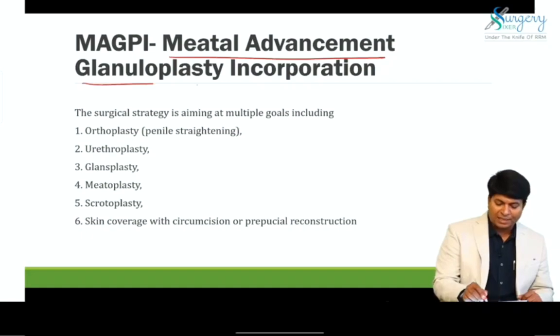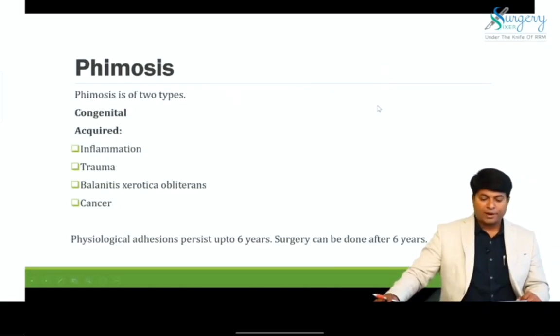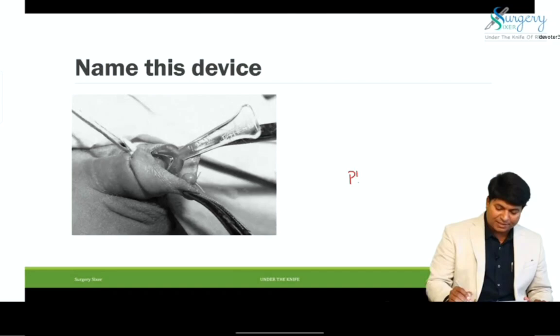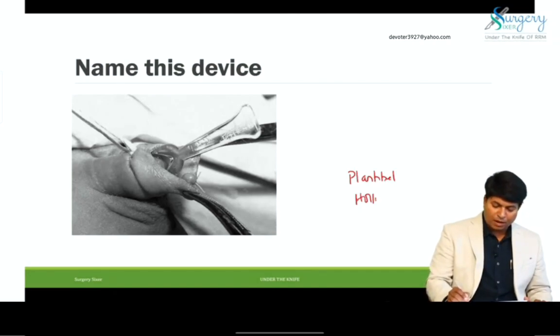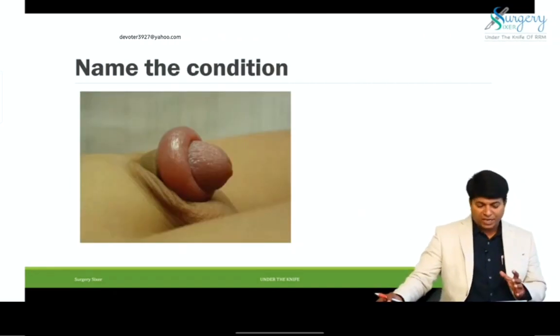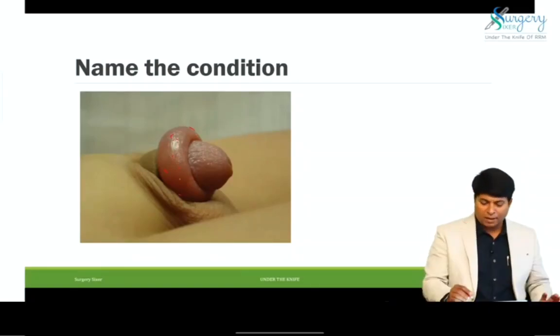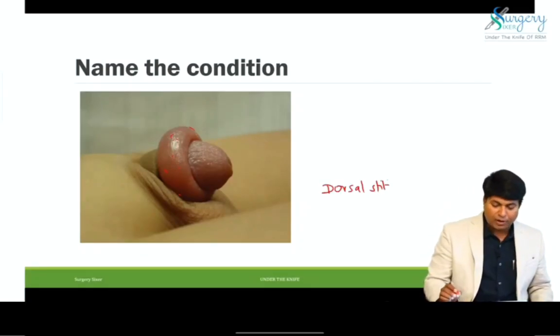Meatal advancement glanuloplasty incorporation. Phimosis, I told you, phimosis. This is a typical surgery done for small children. This is the Plastibell device. Image-based question from Bailey and Love: Plastibell or polyester device is used for circumcision. So this is a condition I told you, paraphimosis. We have to put multiple punctures all places and reduce it. If it is not coming out, we have to do a dorsal slit now and later plan for circumcision.